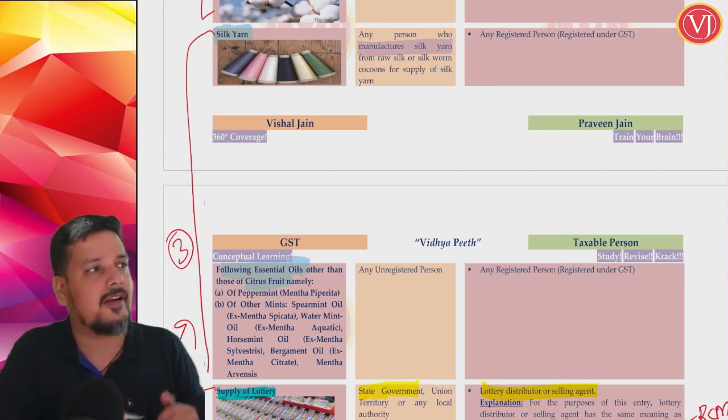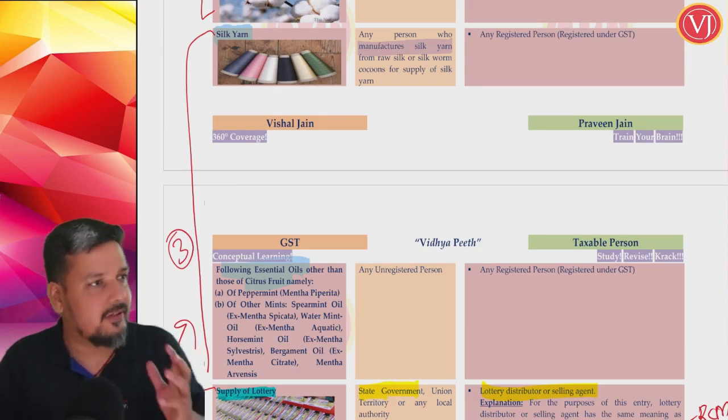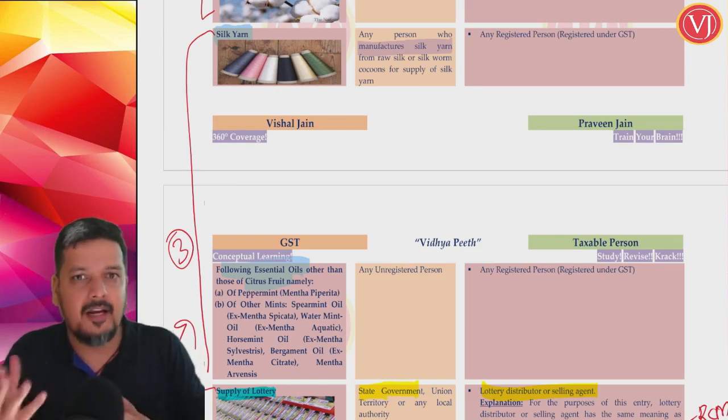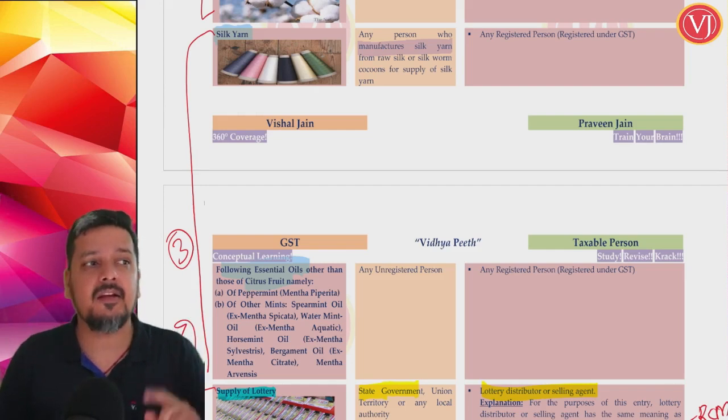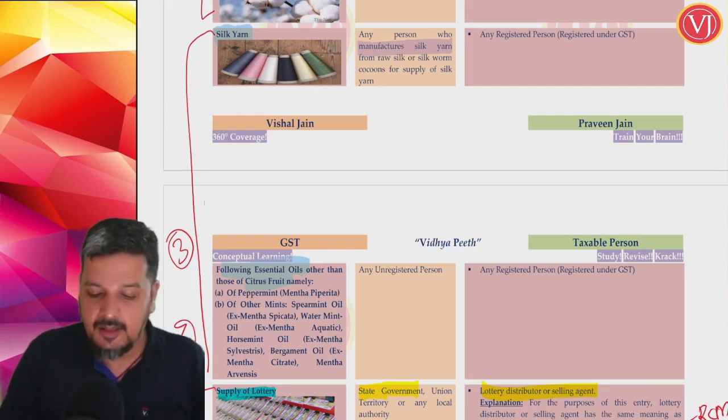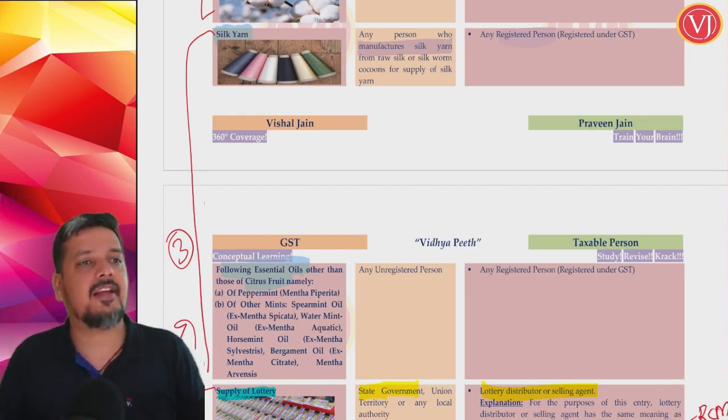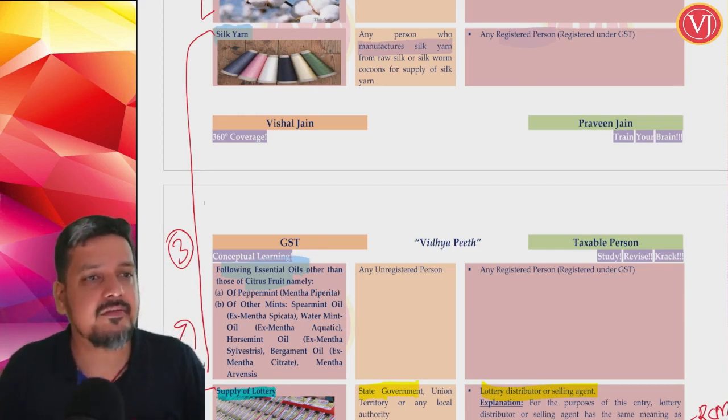Agriculturist will not grow silk yarn. He will grow raw silk. So someone out of it will manufacture silk yarn. So who is the supplier? Manufacturer of silk yarn. It cannot be a trader of silk yarn. It should be the manufacturer of silk yarn. And who is the recipient?